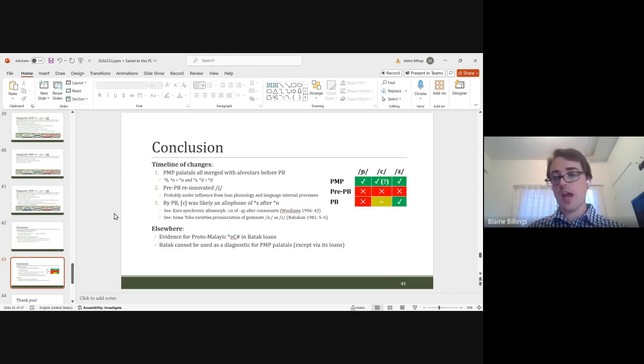And then how else is this important other than just for Proto-Batak? Well, it provides evidence, one, for Proto-Malaic closed final schwa in Batak loans, which provides evidence for closed final schwa in Proto-Malaic, which has been a debate in Proto-Malaic reconstruction. And then, contrary to the quotes that I showed at the beginning, Batak cannot be used as a diagnostic for Proto-Malayo-Polynesian palatals, unless we're only looking at it specifically for loans. Why? Because the palatals merged with non-palatal segments before Proto-Batak.